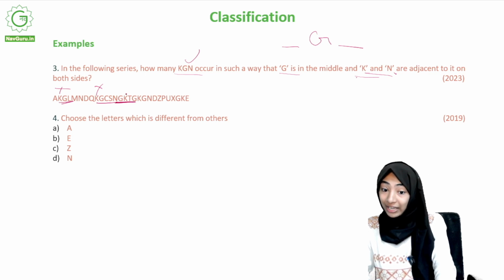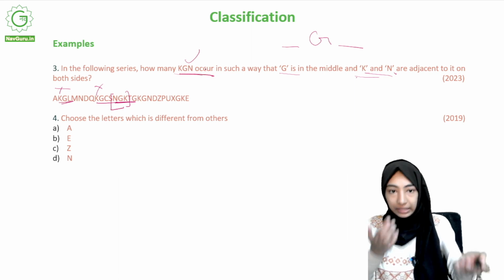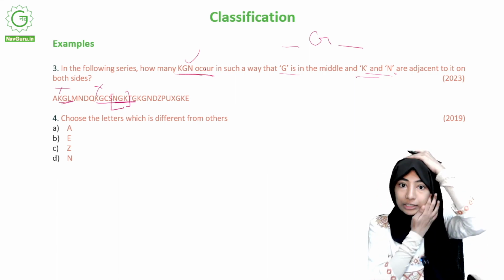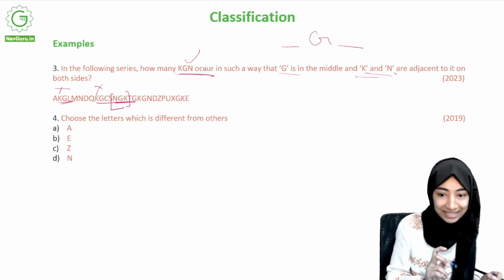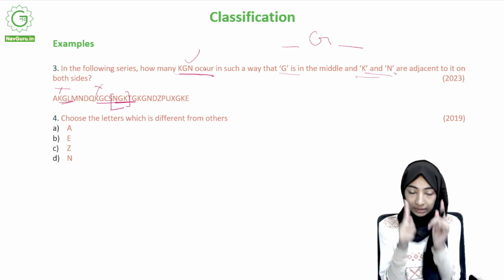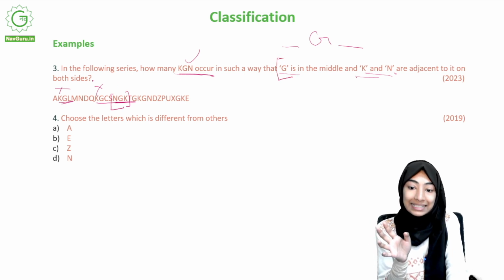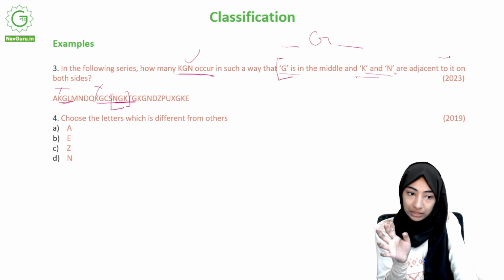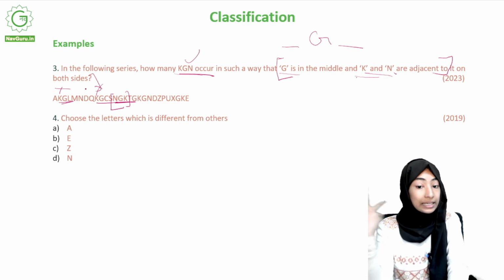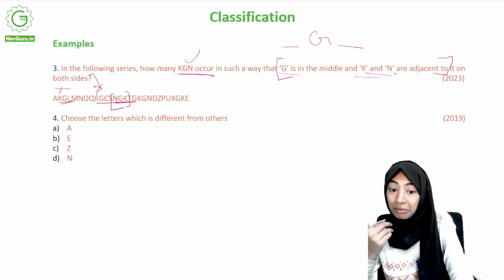You have an ngk. Now this is an interesting case. So the thing is, when you see a question like this, you will just be searching for kgn. You'll be thinking, okay, where is the kgn, where is the kgn? But one thing you need to remember is that in the question, what is given is just g should be in the middle and k and n should be adjacent to it, on both sides. Which side has not been given. It can be whichever side.